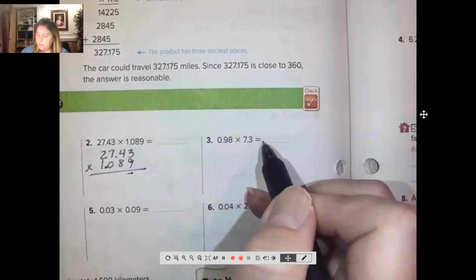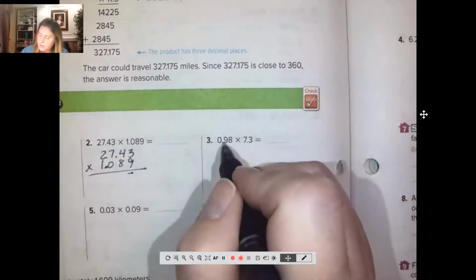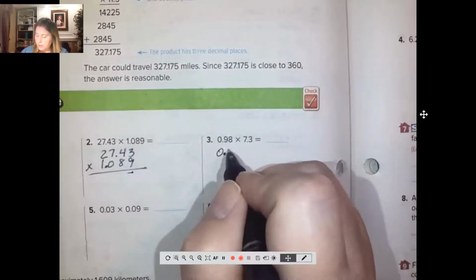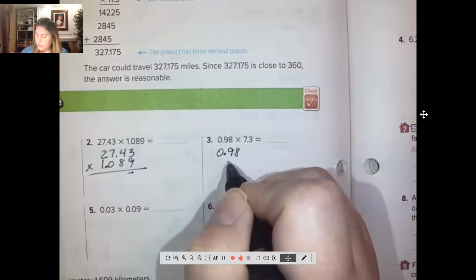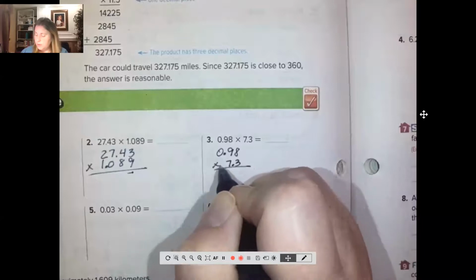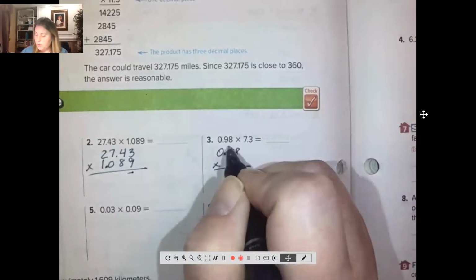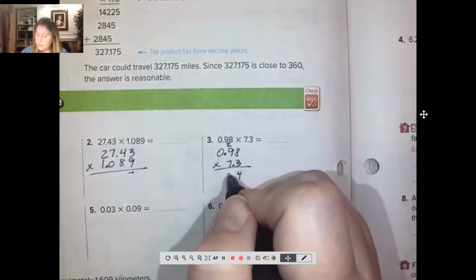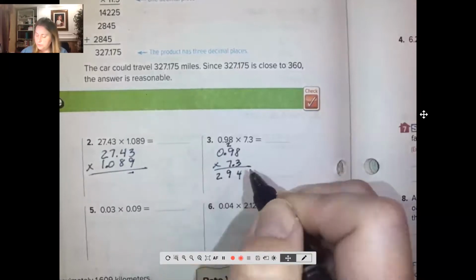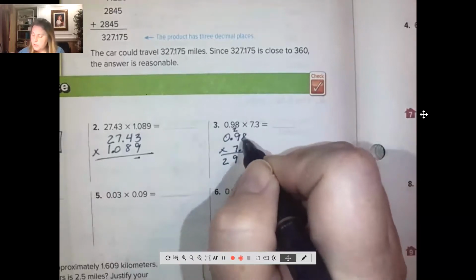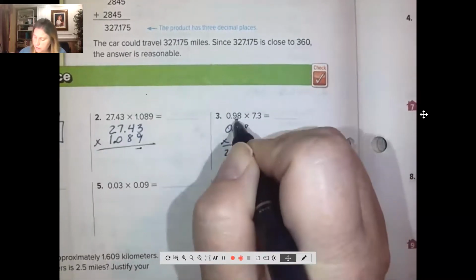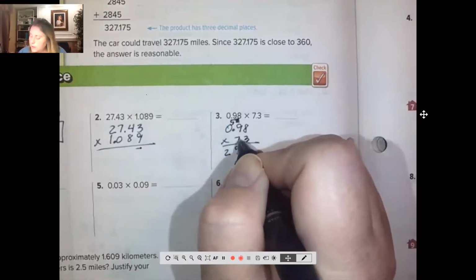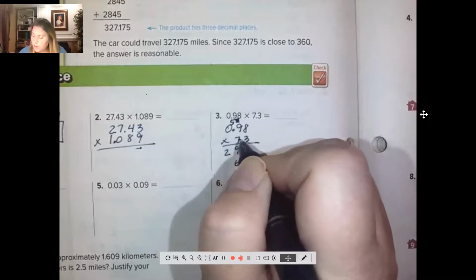0.98 times 7.3. So this has 3 digits. That has 2. Even though that's a 0, aesthetically, I just kind of like that up there at the top row. 0.98 times 7.3. But it doesn't matter. 3 times 8 is 24. Write the 4. Carry the 2. 3 times 9 is 27. Plus the 2 we carried is 29. 7 times 8 is 56. Write the 6. Carry the 5. I'm just going to cross out that 2. 7 times 9 is 63. Plus the 5 we carried is 68.